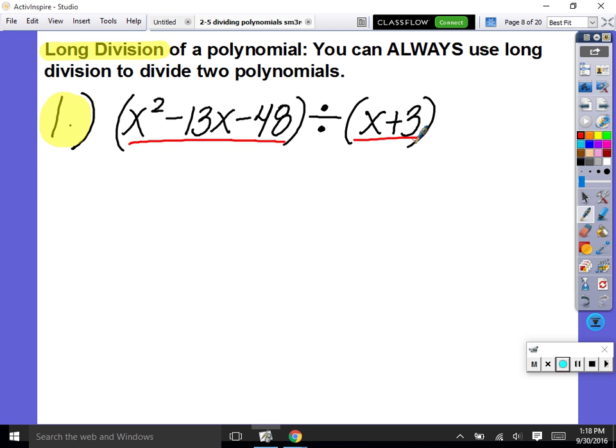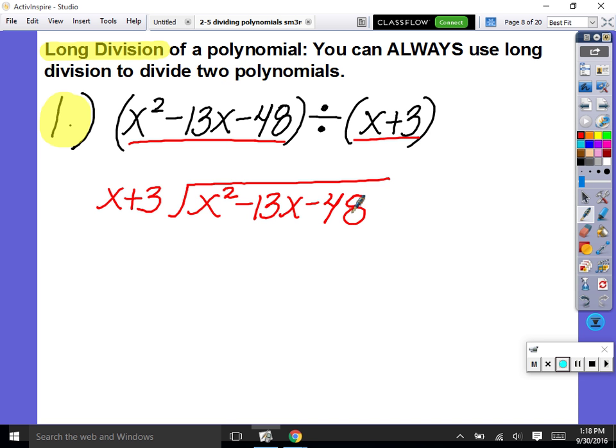So what we're going to do is take the x plus 3 and put it on the outside of our house. Now we're going to draw in a little house. And if you remember back to grade school, you did division using the same type of house with just numbers. Underneath our house is going to be what we were taking and dividing: x squared minus 13x minus 48. So does everybody just see how to set up the division problem?